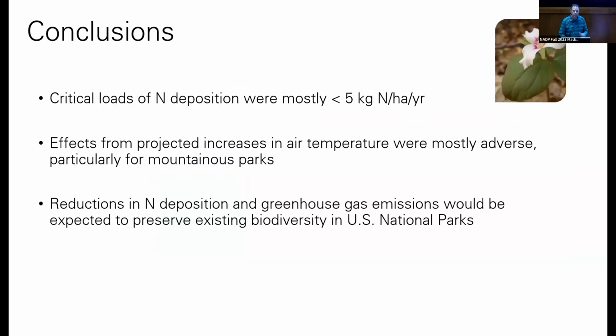So in conclusion, many of the critical loads that we generated for these parks were either at or below 5 kilograms of N per hectare per year. Most of the projected increases in temperature tended to have adverse effects on plant species, particularly for those mountainous parks or mountainous areas of parks, and reductions in nitrogen deposition and greenhouse gas emissions would be expected to preserve existing biodiversity in U.S. national parks based on these results.